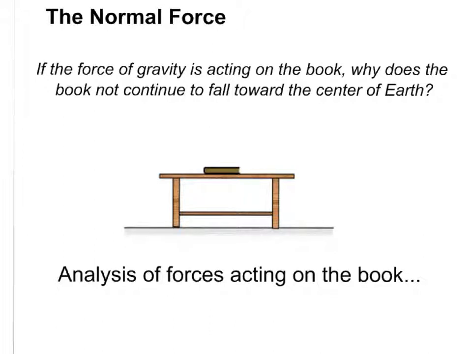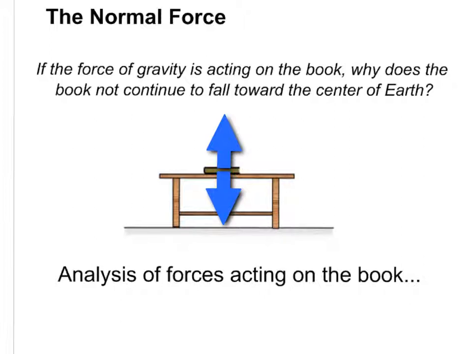And that brings us to the second force we're going to look at, and that is the normal force. So here's a question for you. If the force of gravity is acting on the book, why does the book not continue to fall toward the center of the earth? It was pretty obvious, but let's do an analysis of the forces acting on the book and draw those in. We know that the force of gravity is acting in this downward direction. We know that the table is also exerting a force in this upward direction on the book. That is why the book does not continue to fall toward the center of the earth.